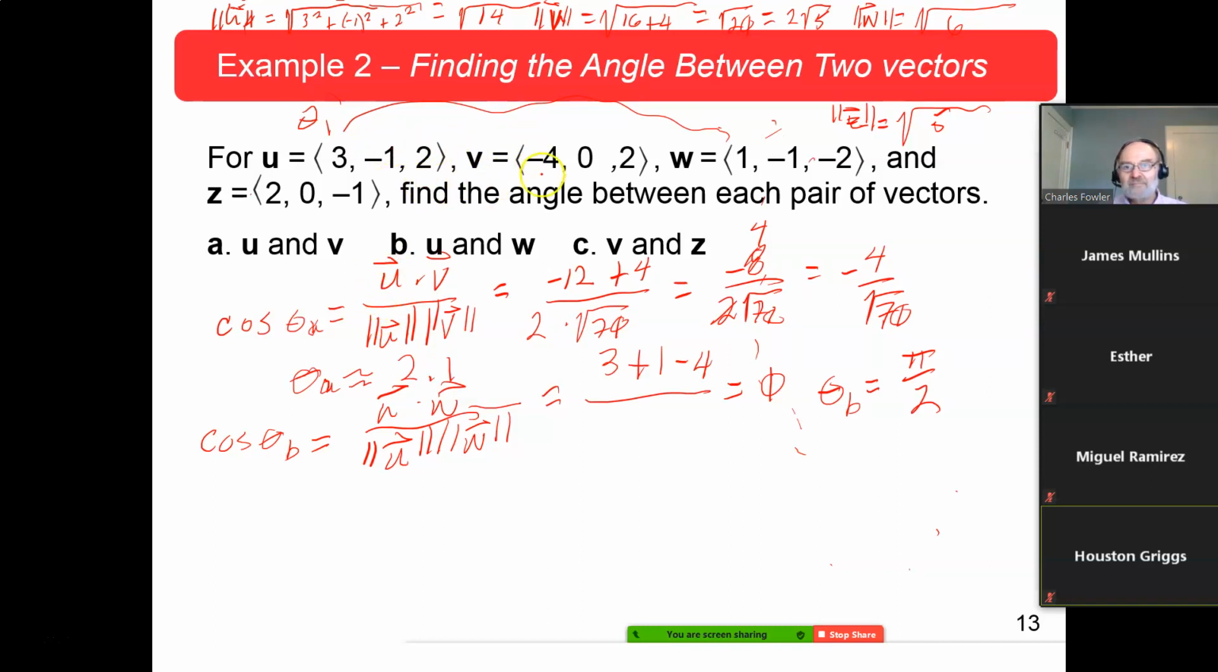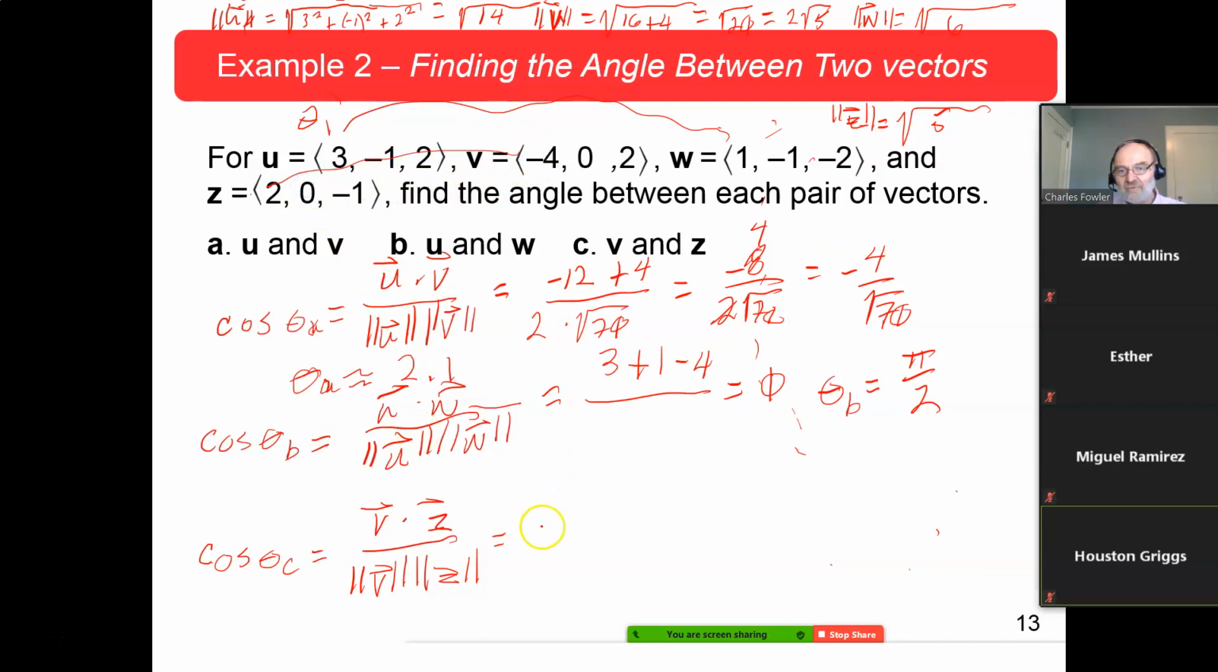Theta B. The C part here says find the angle between V and Z, so cosine of theta C, we'll call that, is the dot product between V and Z. Okay, I'll go and write it down. V dotted with Z divided by magnitude of V times the magnitude of Z.